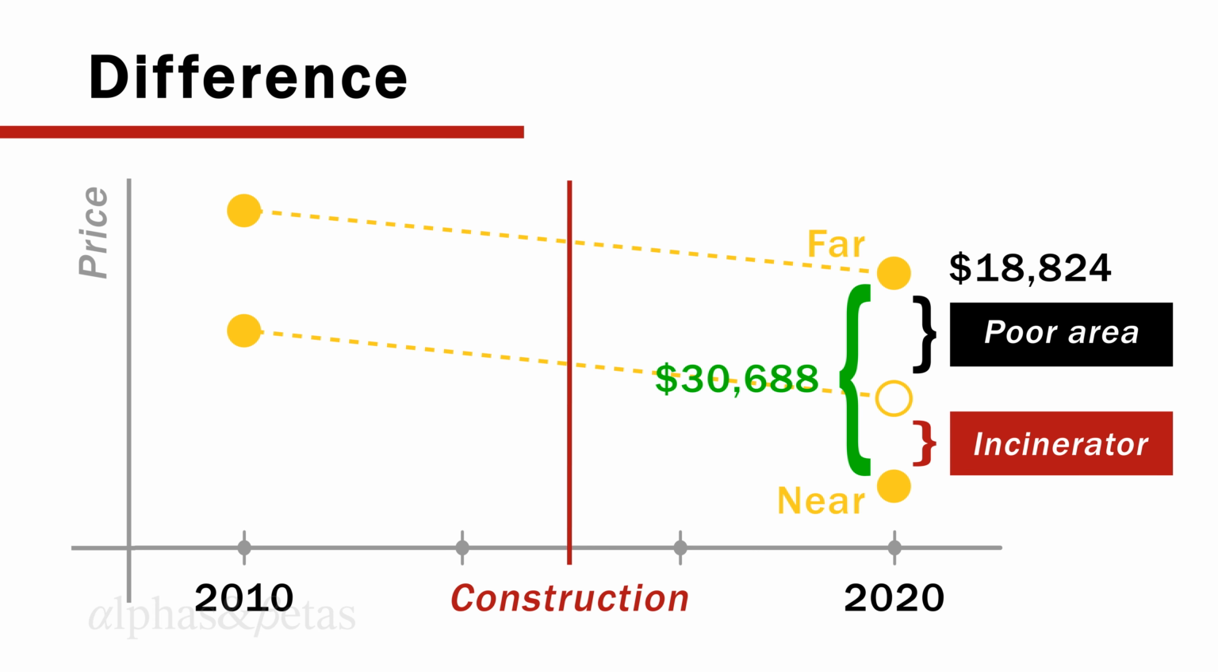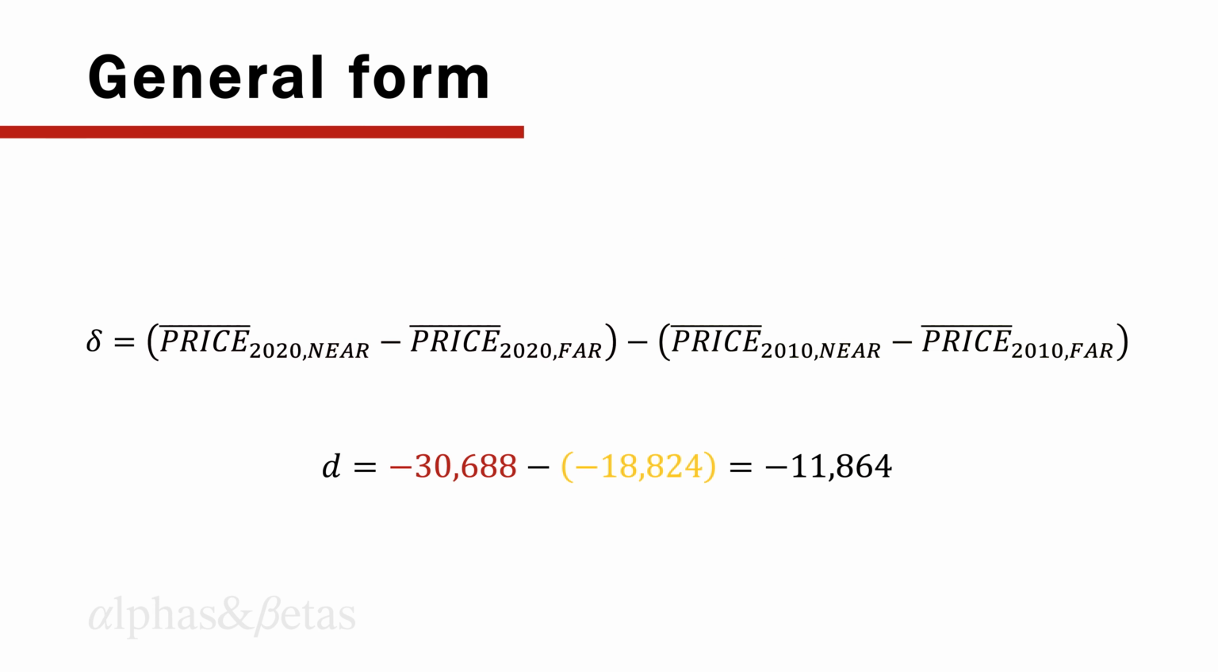$18,824 price difference. Therefore, we need to estimate the change in price differences observed before and after the construction of the incinerator. This is the estimation of the impact, the true amount by which the incinerator decreased the house's price near it. We call this the difference in differences estimator because it measures the difference between two changes, one in house prices before the construction of the incinerator, and the other in house prices after the construction.